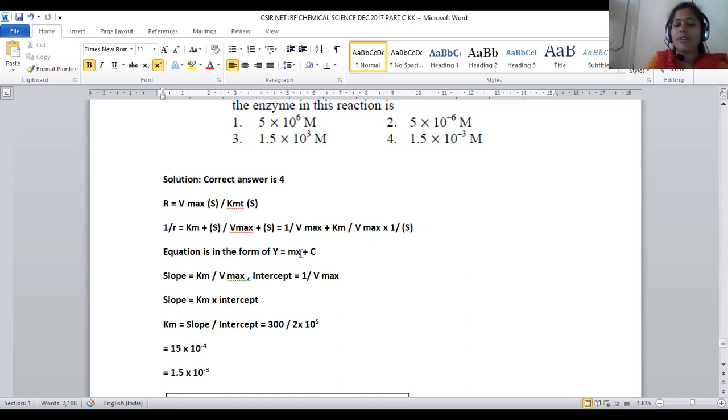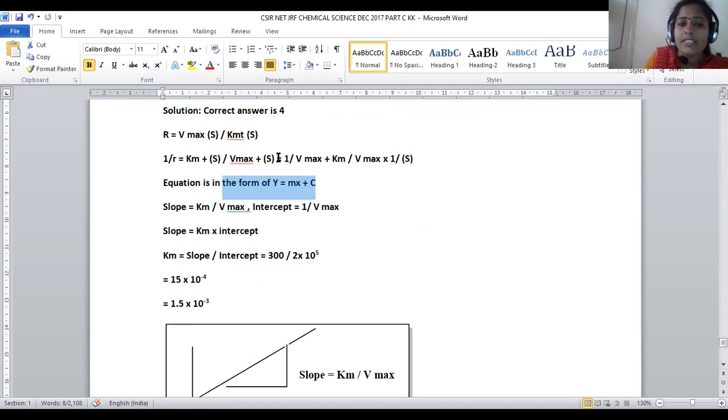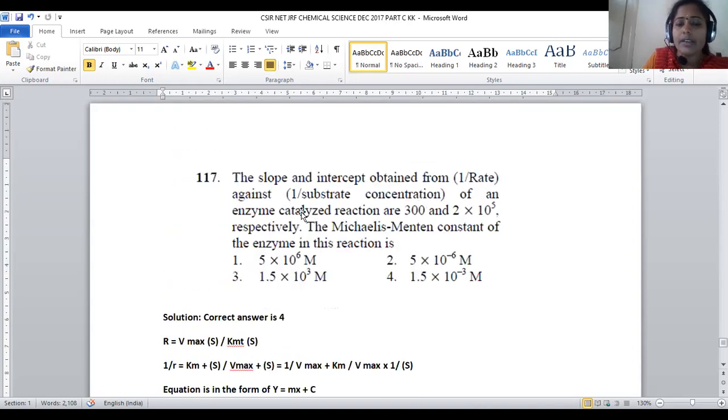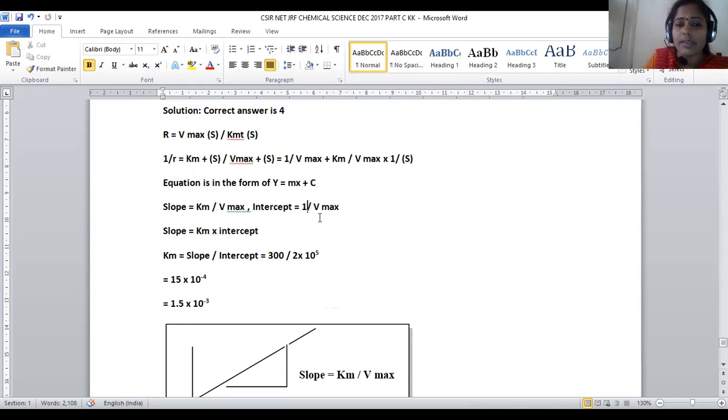It can be represented simply in the form of the Y is equal to mx plus C formula. What is the Y-axis term? The Y-axis term is 1 by R, so 1 by R is taken on the Y-axis. And the X-axis term will be this 1 by S, so it is only in the mx form. So here the X value will be 1 by S. 1 by R is nothing but 1 by rate, and 1 by S is nothing but 1 by substrate. These values we are taking.